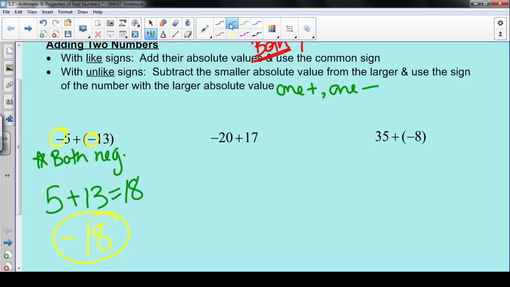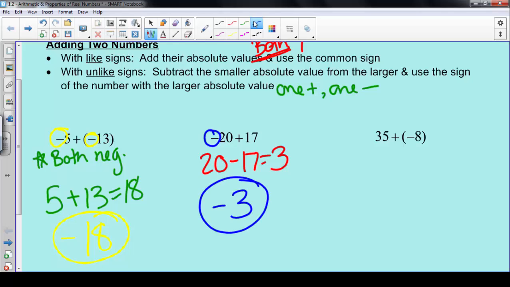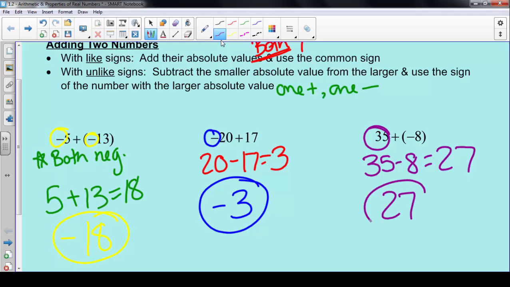In this case, the negative 20 plus 17, these are unlike signs. So we take their absolute values, so 20 minus 17 is 3, but this 20 was negative, so our answer has to be negative as well. And this last one, once again, they have different signs. So we want to do 35 minus 8, we get 27. 35 was positive, so our answer is positive.